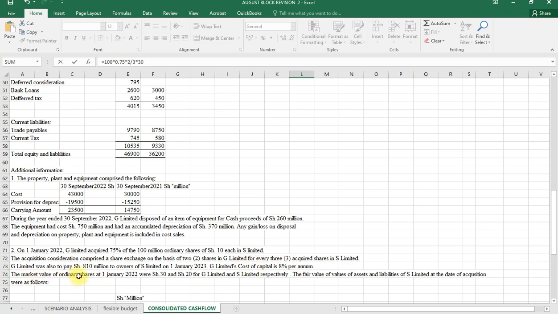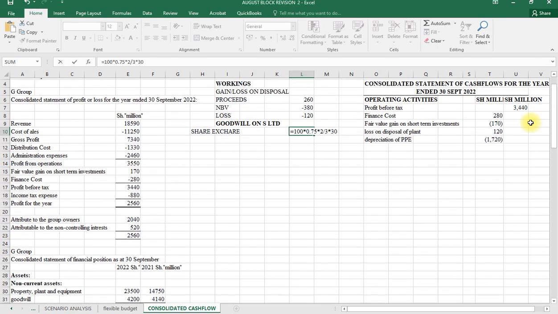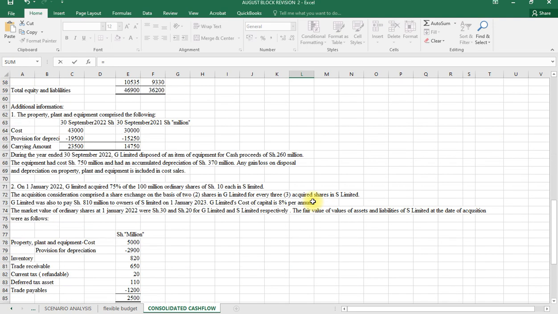Here the market value of ordinary shares on 1st January was 30 shillings, because we are giving them shares of G at 30 shillings, and I will enter that value, which will be 1500. Then we have deferred payment. We have that amount of 810 that we are deferring. We are not paying it today. And the rate of deferred payment is 8% here.